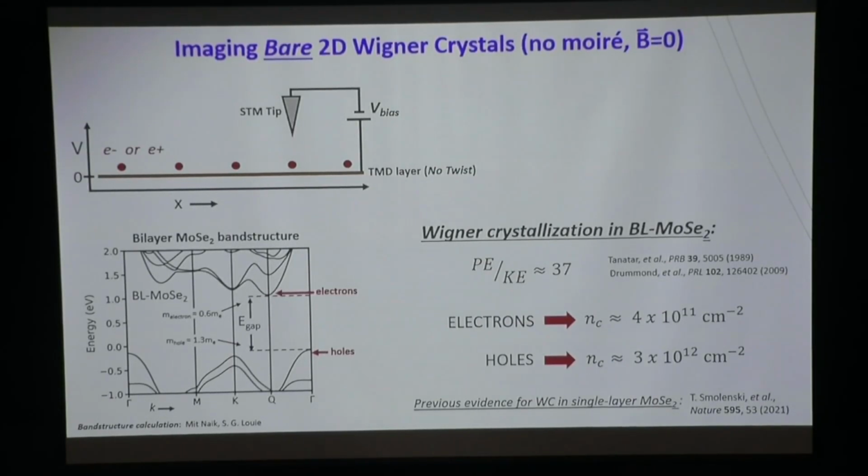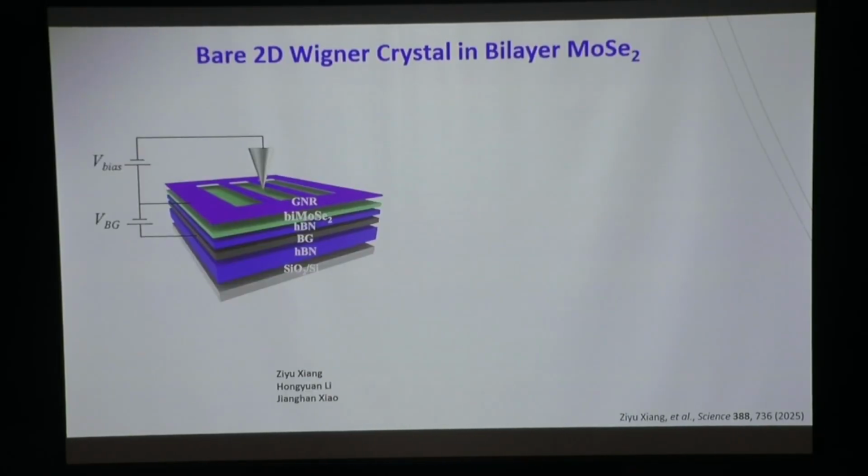So in order to visualize the Wigner crystal in this material, what we did was to make this device. This device was made by Siyu Zhang, Hongyun Lee, and Zhonghan Shao. They did the heavy lifting for this sub-project. What they did was to take a bilayer of MoSe2, put it on top of boron nitride, on top of a graphite backgate, on top of boron nitride, on top of a silicon backgate, and they put a piece of graphene on top. And they cut holes in the graphene so we could do STM in the little holes.